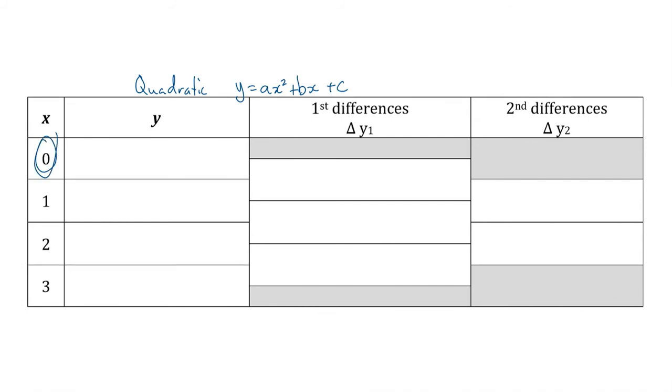The idea is I take the x, I sub it into this equation. What would happen when I put 0 in for x? Well, a times 0 squared is going to be gone. B times 0 is going to be gone, and I would just be left with c. Can you follow that okay? What would happen if I put 1 in? 1 squared is 1, so I would have 1a, b times 1 is b, so plus b plus c. What about 2? 2 squared is 4, so I would have 4a plus 2b plus c. 3 squared is 9, so 9a plus 3b plus c.